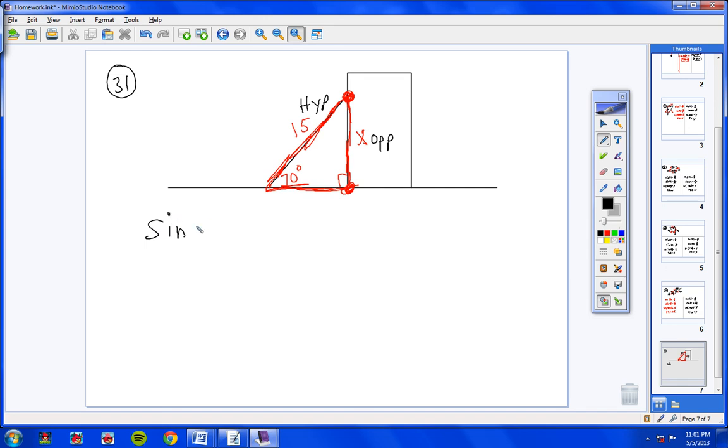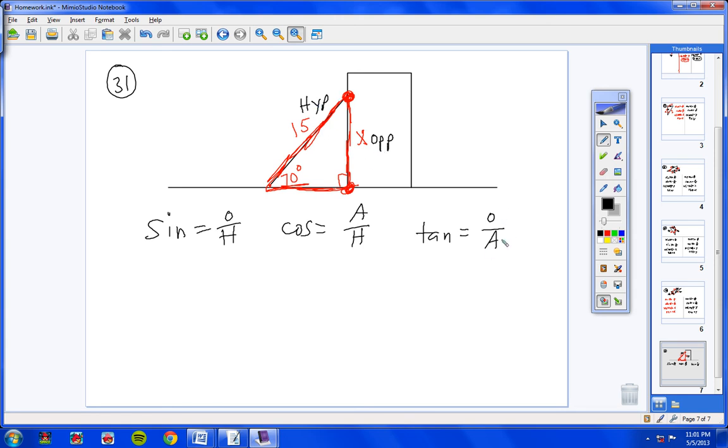You have sine equals opposite over hypotenuse. Cosine equals adjacent over hypotenuse. And tangent equals opposite over adjacent. Now, you only have two sides to work with here, hypotenuse and opposite.